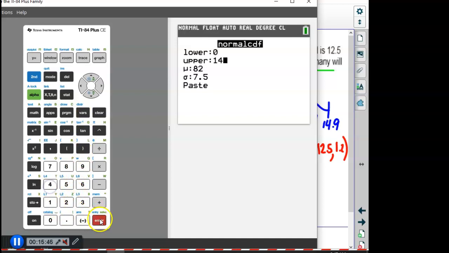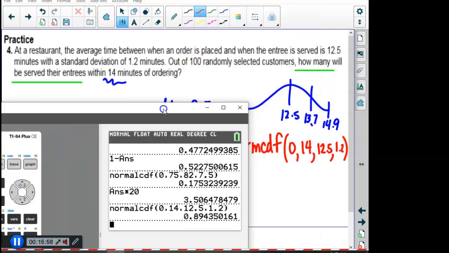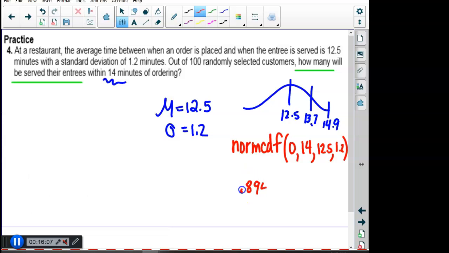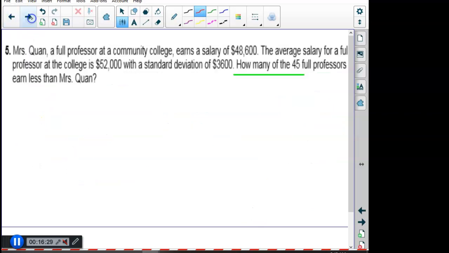0 to 14, 12.5, and 1.2. And I got 89%-ish out of 100, so it's not quite 89.5, so I would say about 89 customers. 0.894 times 100 customers is going to round to 89.4, or about 89 customers. Everybody good? All right.